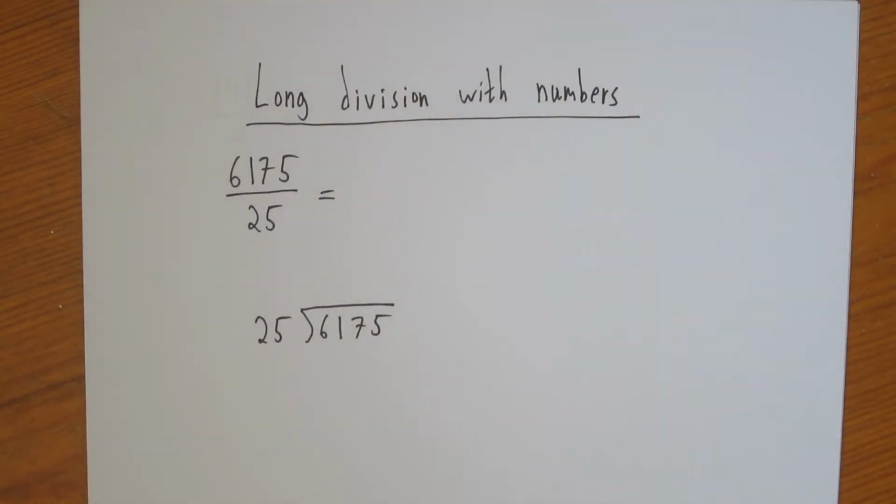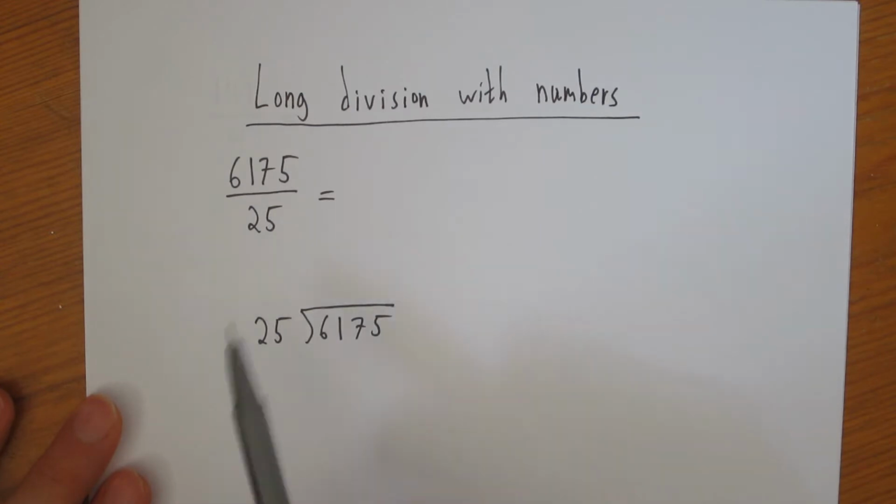First, we'll look at long division with numbers. Let's try to find 6,175 divided by 25. So you might have done long division in school, but maybe you didn't write things down in this way.